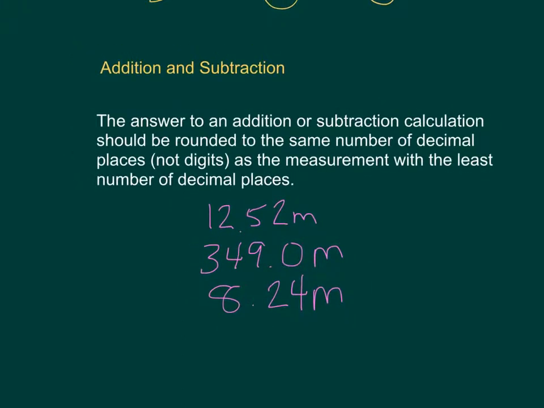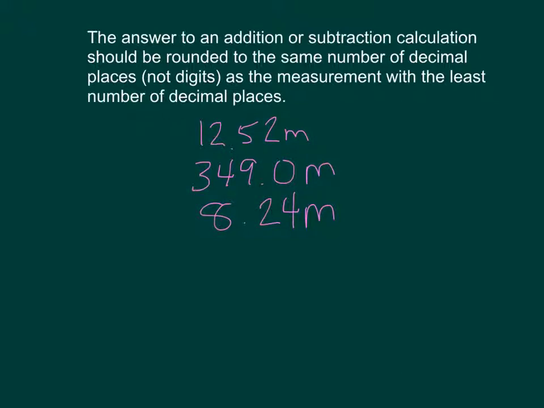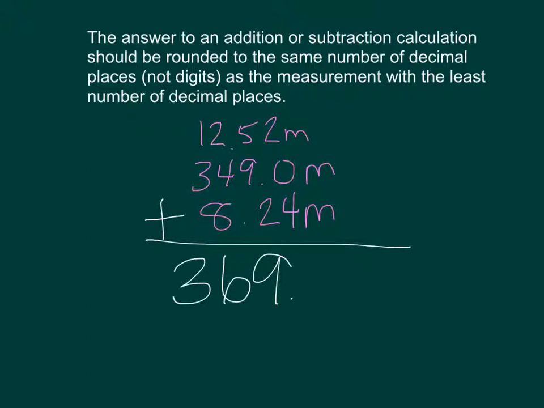So I'm going to look, and when I add them, I'm going to get the number 369.76 meters, okay? Now, if I add all these numbers up, this is what my calculator is going to show me. However, I need to represent it in the appropriate number of significant figures.